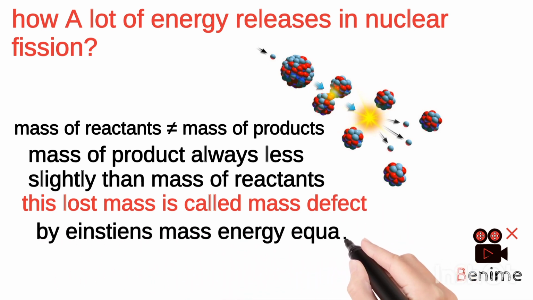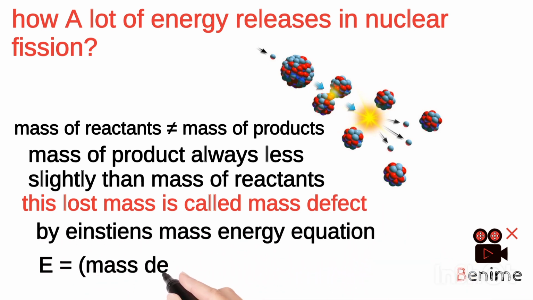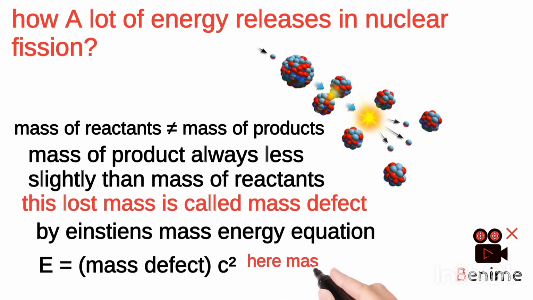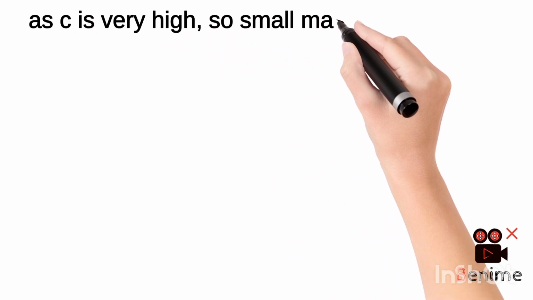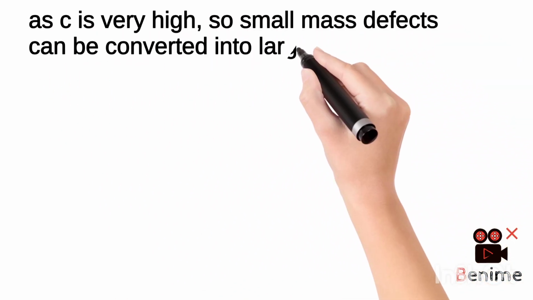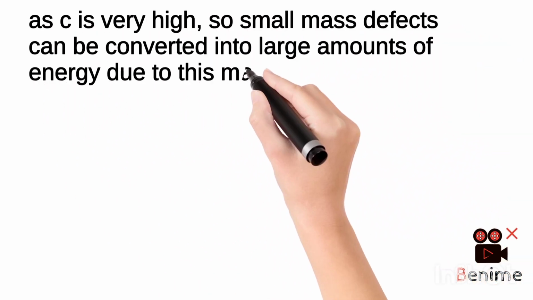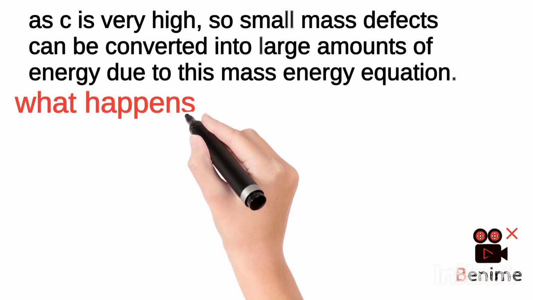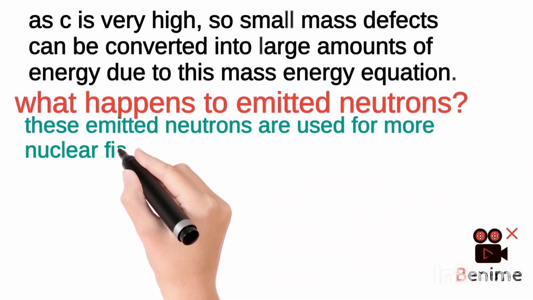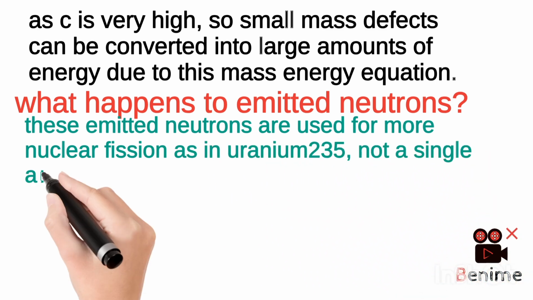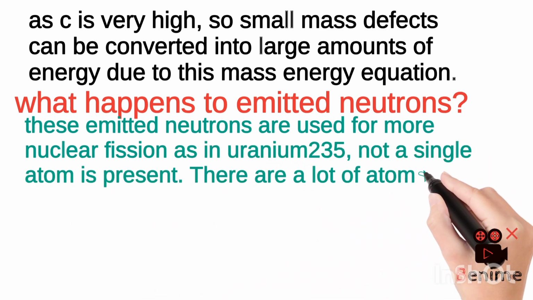The reason behind the release of a lot of energy compared to other decay processes is that during nuclear fission, the mass of reactants is always greater than the mass of products. This missing or lost mass is called mass defect. By using Einstein's mass-energy equation, this little mass multiplies with the speed of light, whose value is very high, which gives a lot of energy with this little mass defect.